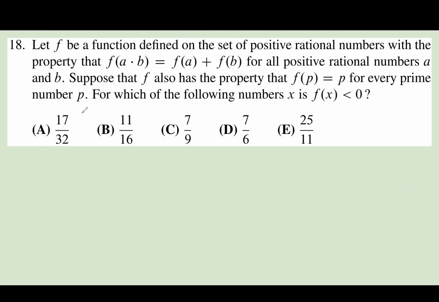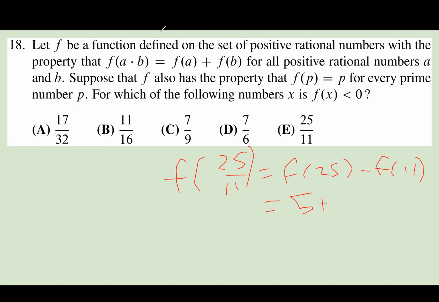So f of 25 over 11 would equal f of 25 minus f of 11. Now, f of 25 is f of 5 plus f of 5, which is 5 plus 5. And f of 11 is 11. So that would be 10 minus 11, which is negative 1. So E is negative.